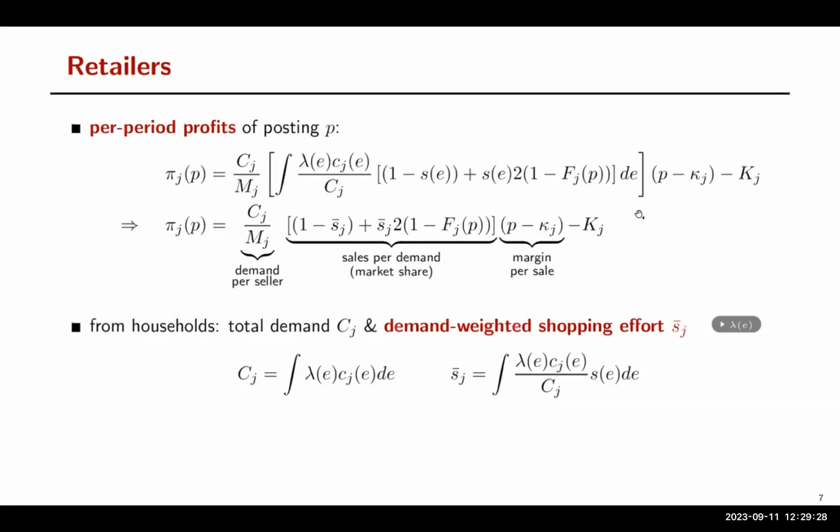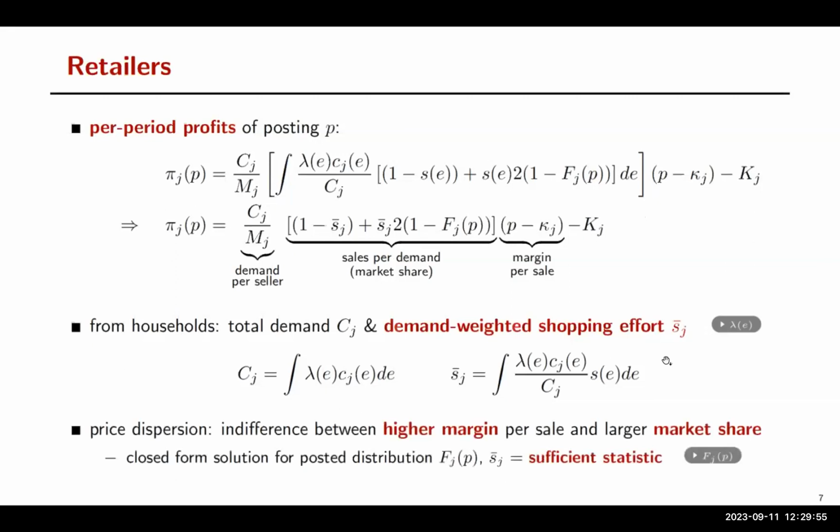Now, the nice thing about this model is what you can show is that despite there being very rich heterogeneity among households, what retailers care about from all of this distribution of households to set their prices is one equilibrium object, which is the demand-weighted average shopping effort, S bar. That is the crucial thing, and that is how everybody's prices are going to depend on the distribution of households out there, because that distribution is going to affect S bar, and that's what retailers are going to respond to.